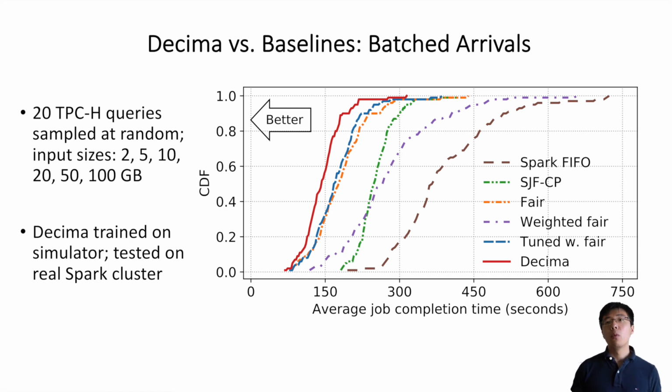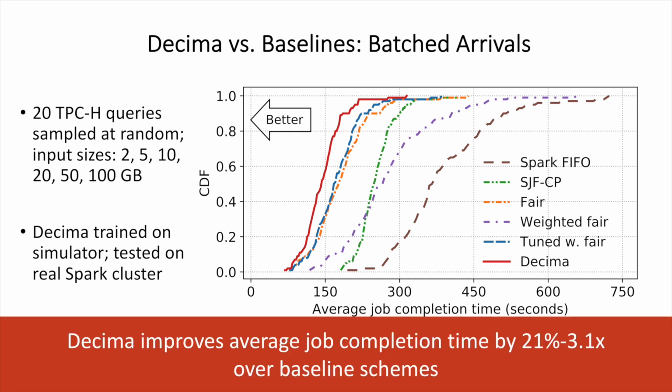For this problem, we actually sit and try very hard to hand-tune a strong heuristic. The blue line is a tuned weighted fair scheme based on job size and resource sharing. From this CDF, Decima improves the average job completion time by 21% to 3 times over the baseline schemes.